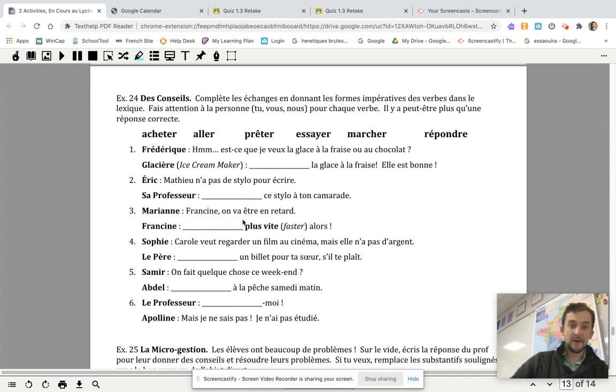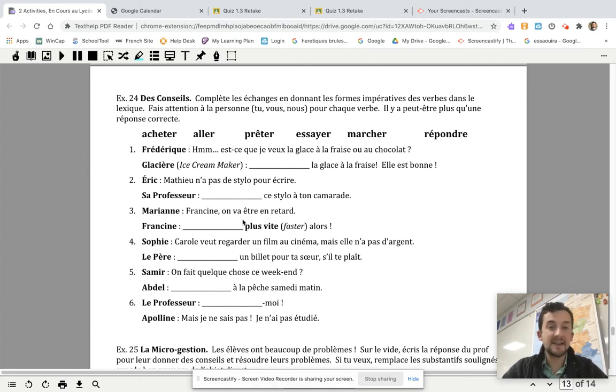Exercice 24. Des conseils. Des conseils means advice. It says, complète les échanges en donnant les formes impératives des verbes dans le lexique, giving the imperative forms of the verbs in the word bank. Fais attention à la personne pour chaque verbe. Pay attention to the person for each verb. So are you talking to tu, vous, nous, etc. Il y a peut-être plus qu'une réponse correcte. There's maybe more than one possible right response.